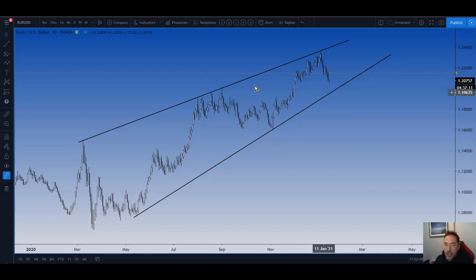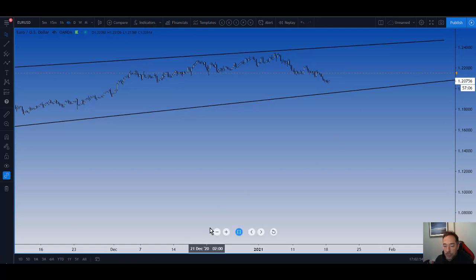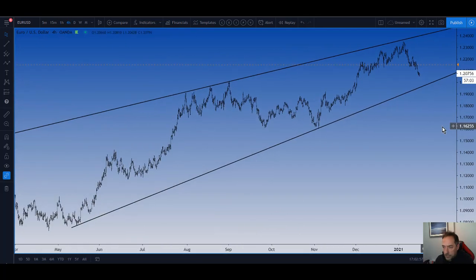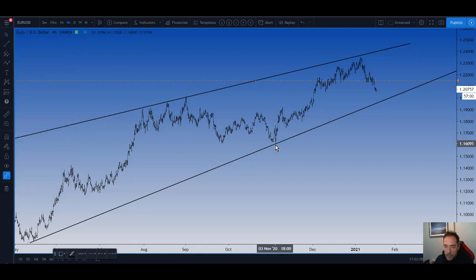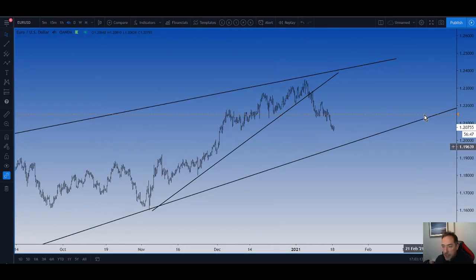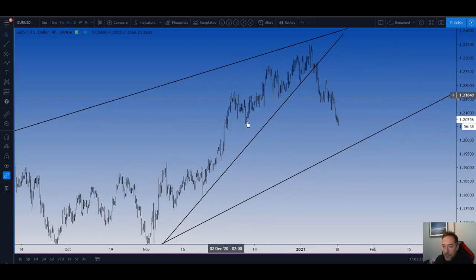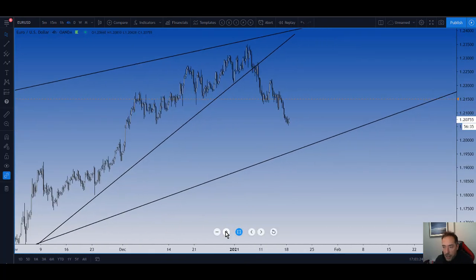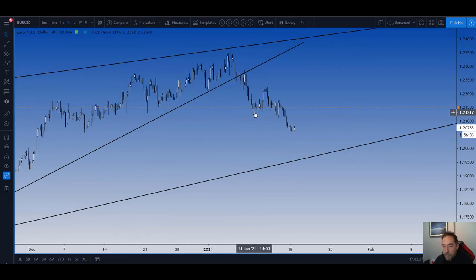So impulse, correction, impulse. So let's just go into the 4 hour for a second. You can see we've had a break of the trend line here. Okay, nice ascending movement here with buyers in control, and now sellers are in control. So we have actually had this impulse here, pull back, another impulse. So I'm looking for another pullback, and ideally coming into test these lows here, somewhere around here, previous support.